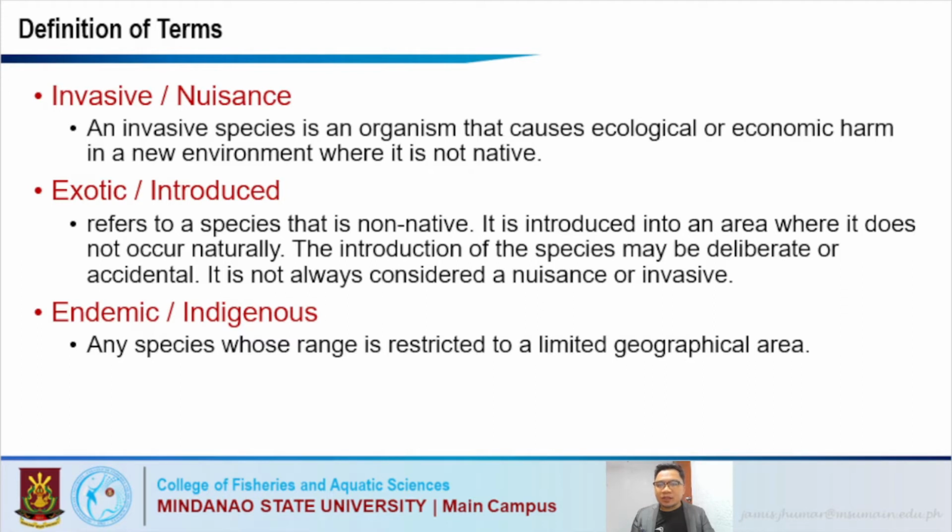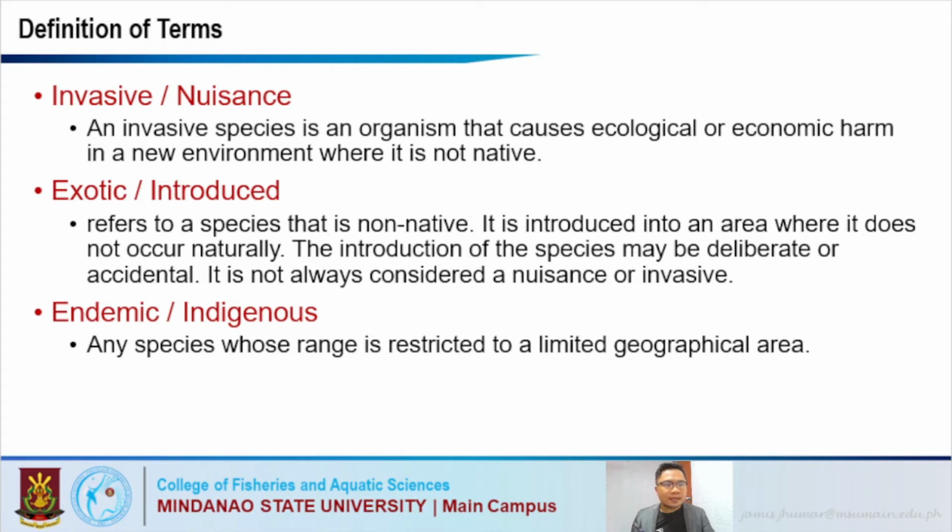And secondly, we have the term exotic or introduced. This term refers to a species that is non-native. It is introduced into an area where it does not occur naturally. So basically, they are exotic or foreign species. The introduction of these species may be deliberate or accidental. It is not always considered to be nuisance or invasive. Unlike invasive species, these exotic or introduced species are non-harmful and did not cause any harm to the introduced area, although they are both non-native. So the only difference between introduced and invasive is that the introduced do not cause harm, while the invasive have caused harm to the introduced environment.